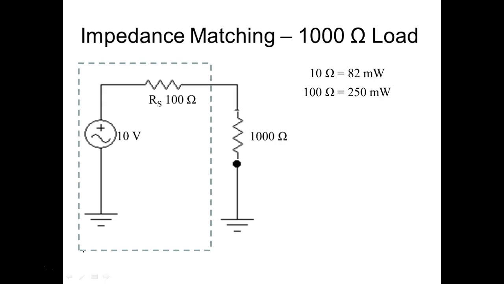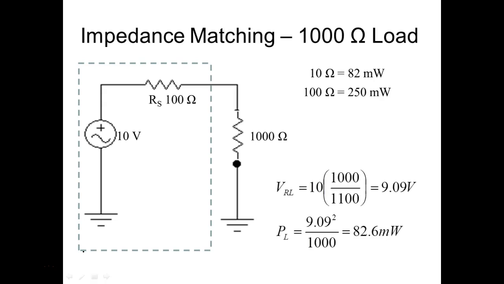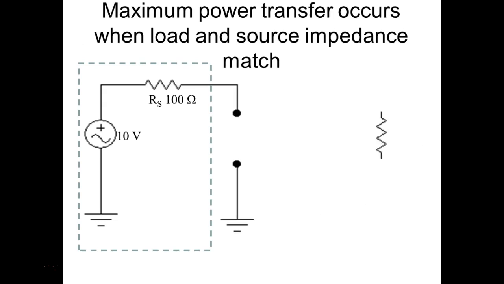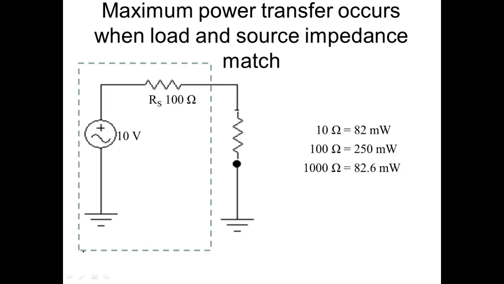Now we put the 1,000 ohm resistor in there. What would be the power? Is 1,000 ohm. 82 milliwatts. Again, it's the same ratio. And we could come up here and we could do it in tenths of ohms. We could do it in hundreds of ohms. We could do it in thousands of ohms, guys.